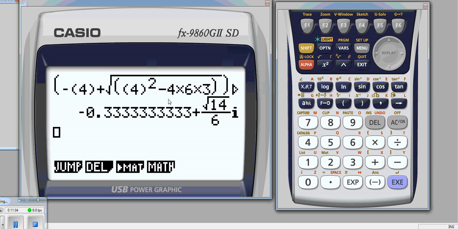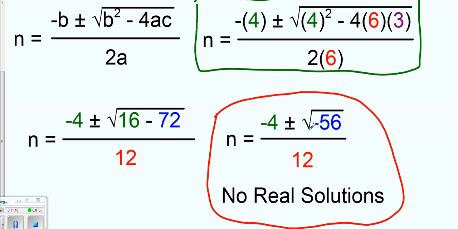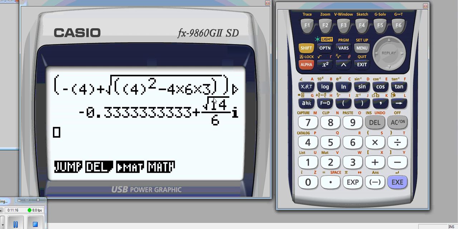When it does that, what it's saying is underneath this square root, we have a negative. And that's what happened right here. We got the square root of negative 56. So there are no real solutions. Now again, this calculator went on to simplify that a little more and put it in a complex form. I don't want you to put yours into complex form. Just circle your answer as no real solution.